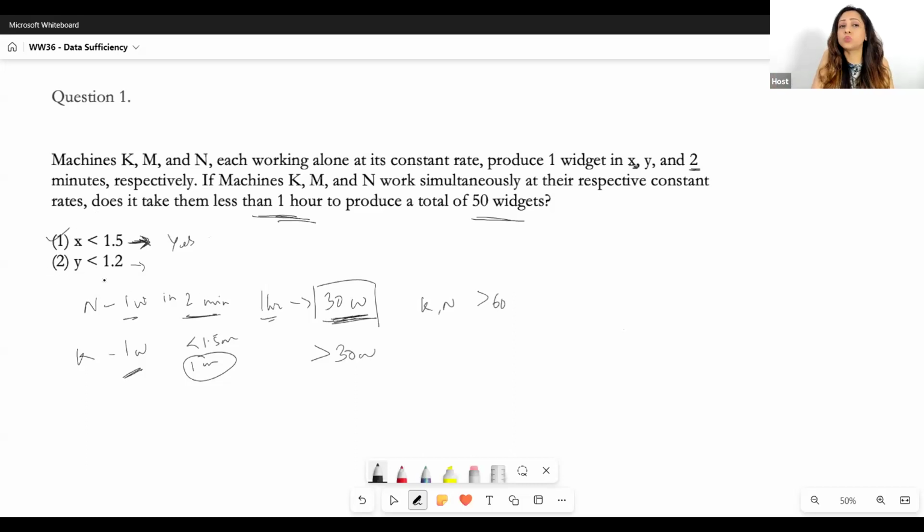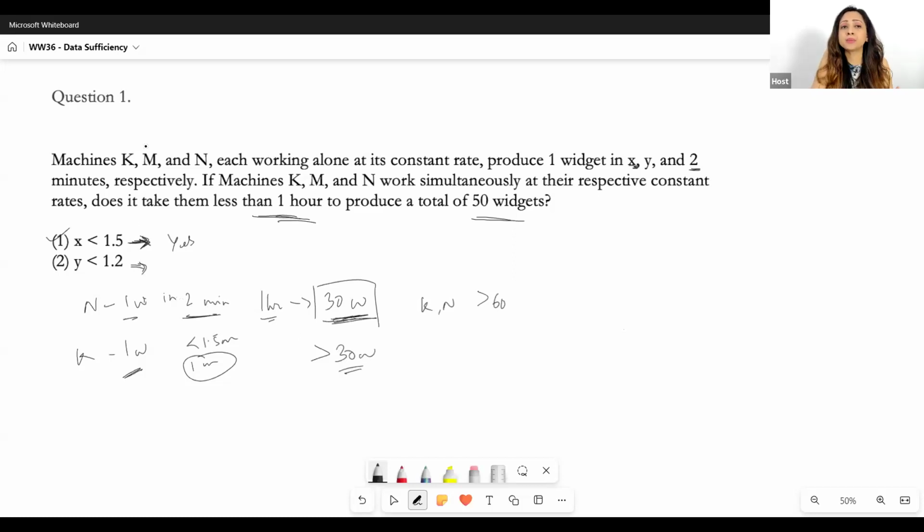Okay. What about Y? Y is less than 1.2. This is telling me that M is even faster than N. N is taking 2 minutes for one widget. M is even faster. I mean, just assuming, yeah. I don't know. X's actual value could be 1 also, and Y's actual value could be 1.1. That's fine. But in any case, it is saying that Y is taking less than 1.2 minutes per widget. So M is also definitely producing more than 30 widgets per hour.